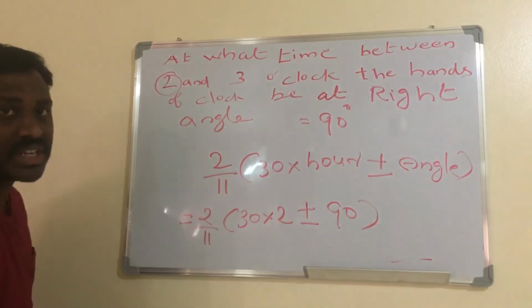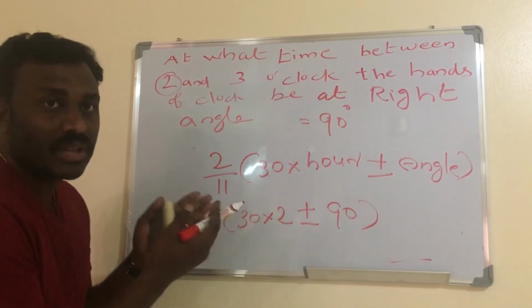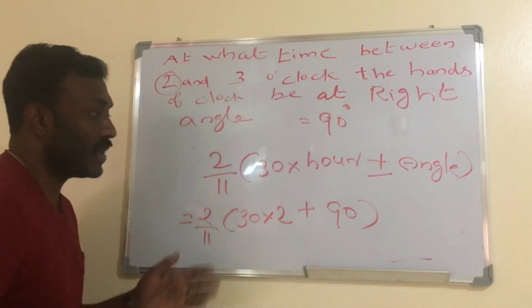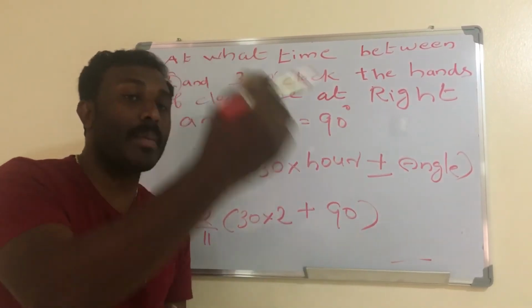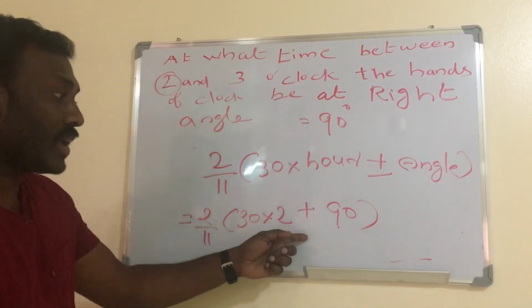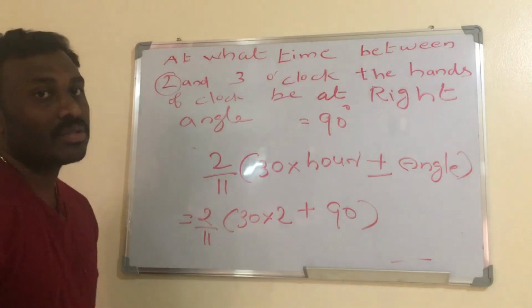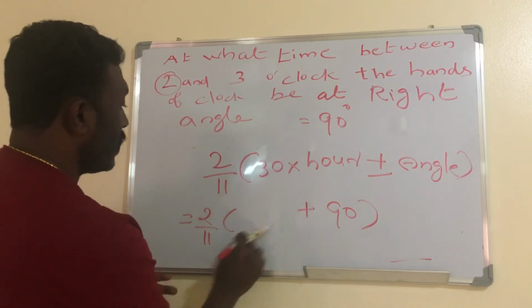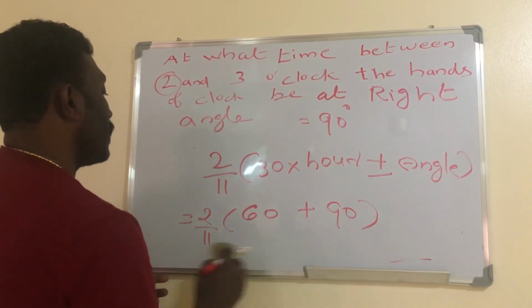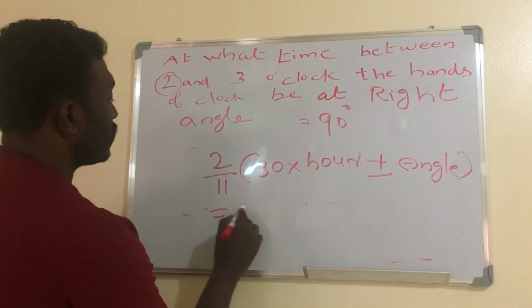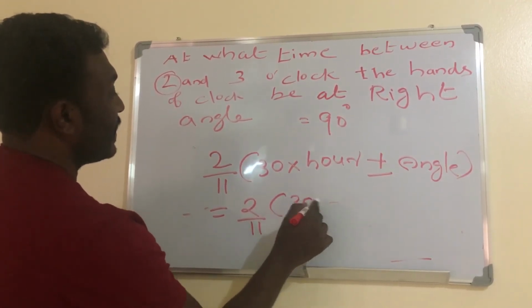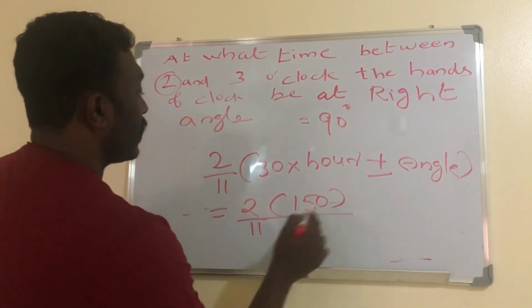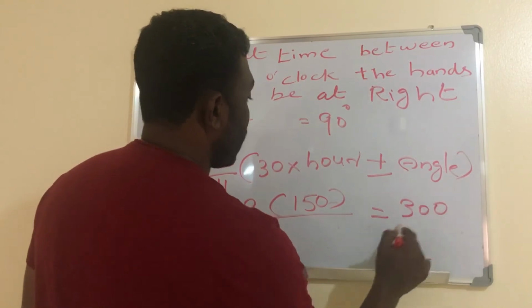So 150 is below 360. If the answer is coming above 360, then I have to put minus. But here the answer is coming below 360, so I can put plus. So when I solve, I will get 2 by 11 into 150. The answer is 300 by 11.